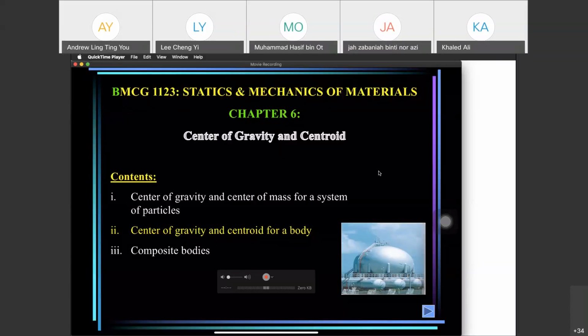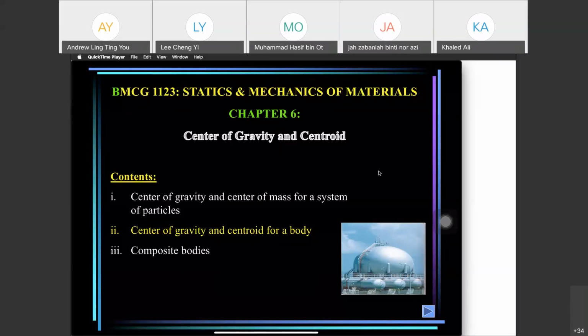Okay, so this is our chapter number 6, which is center of gravity, and the content is: number 1, the center of gravity and center of mass for a system of particles; number 2, center of gravity and centroid for a body; and number 3, composite bodies.